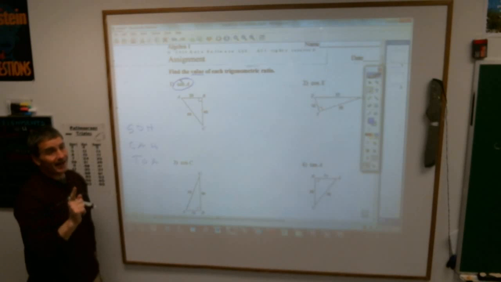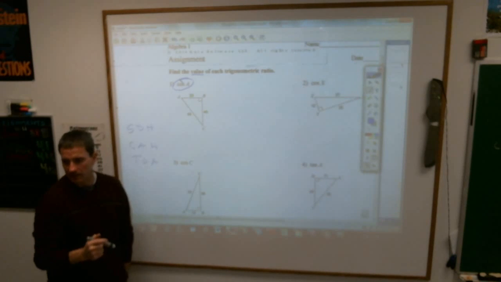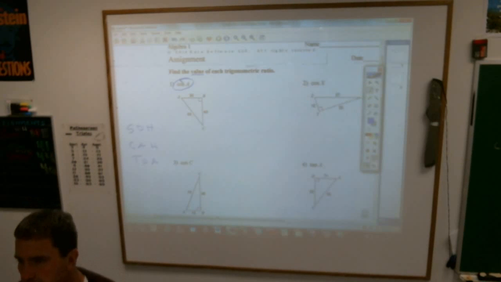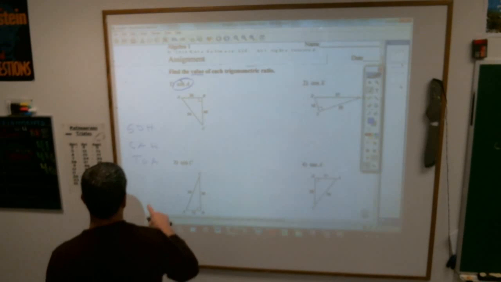So the first thing you do is find angle A, because that's the angle you're talking about. Did I not give you one? No. So what's cosine? Wait, what is cosine? Cosine is adjacent over hypotenuse.